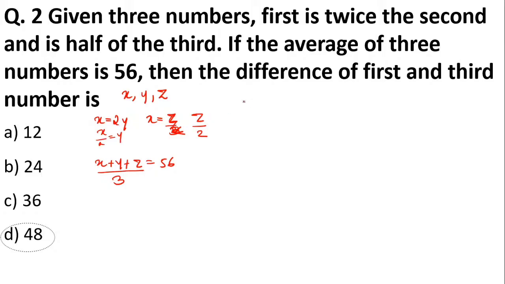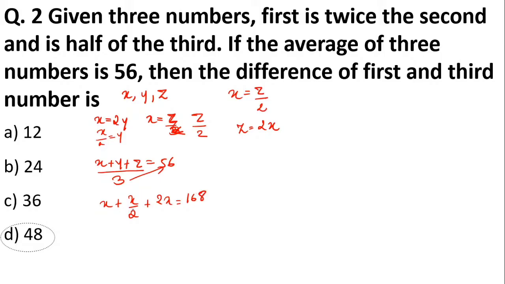The same way, x is equal to z upon 2. So we can also write z equals to 2 into x. So we'll convert it in x. So x plus x upon 2 plus 2x will give you what? I will take 3 this side. In mathematics, whenever you take the number at the bottom to the other side, if the equals to sign is there, these numbers get multiplied. So 3 into 56 is 168.